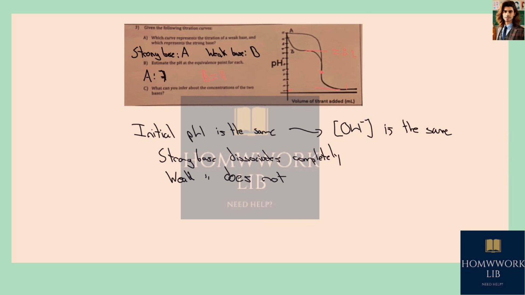And for that to happen, the concentration of the weak base needs to be larger than the concentration of the strong base. So what we can infer from this is that the concentration of B is going to be larger than the concentration for A.